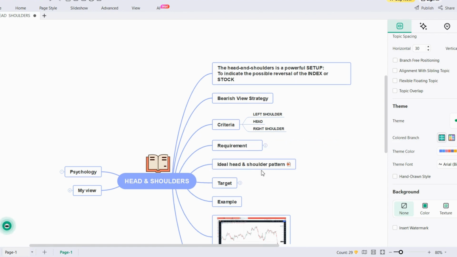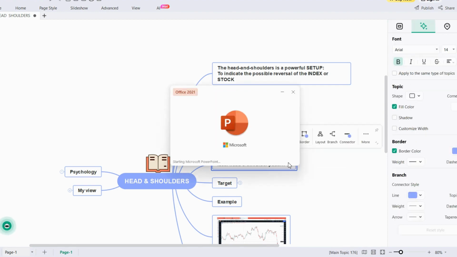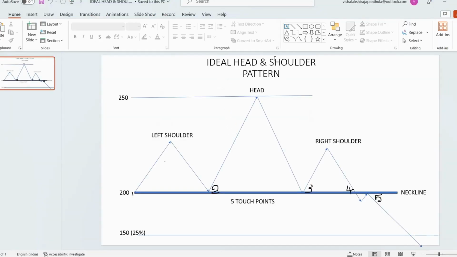Okay, now I'll show you the ideal head and shoulder pattern here. Let's go to here. Yes, this is the ideal head and shoulder pattern. As I told you that it should have the head, this is the head, this is the left shoulder and this is the right shoulder. Now, one important thing you have to look after on this picture is the neckline. Neckline is something that is having the touch points. The price touches this area and then bounces back. Again it comes to the neckline and bounces back, and at one particular point it breaks the neckline.